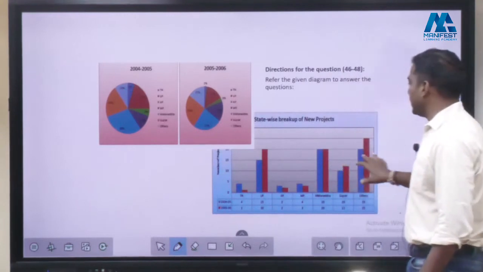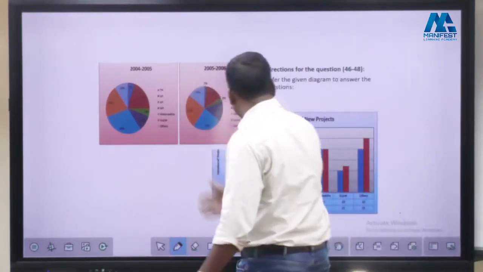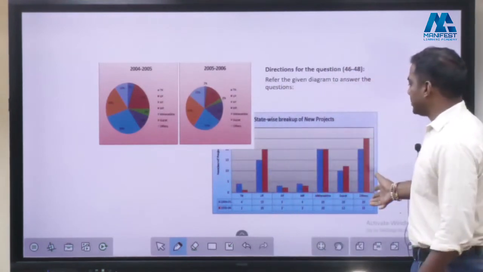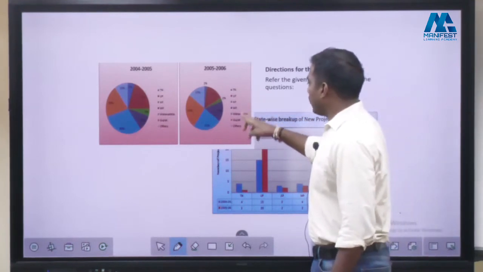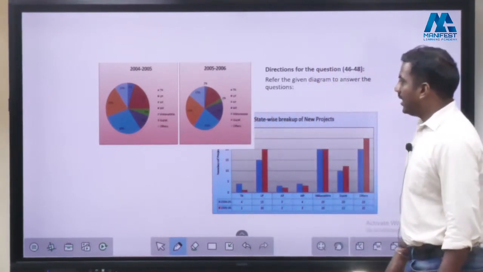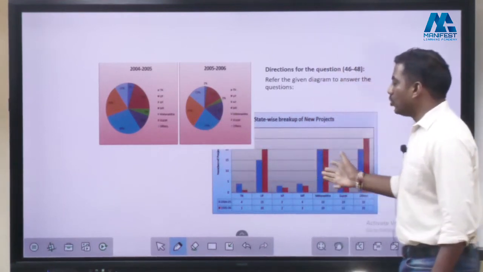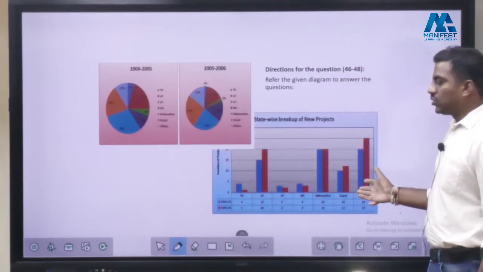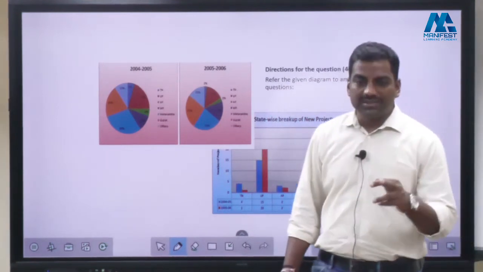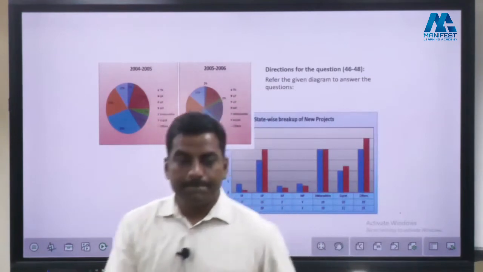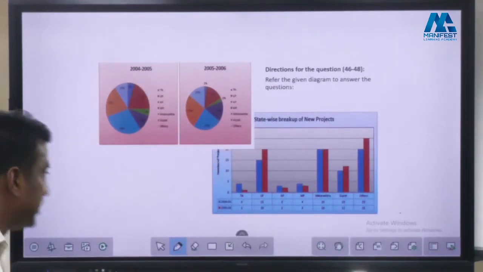Same thing they have given it in the charts. See here also these many states. Here also these many states, right? 1, 2, 3, 4, 5, 6 plus others. And this is the percentage of them and this is the absolute number of them. Yes or no? In your sheet, number of projects is given in numbers, right? Number of projects. And these are in pie charts.